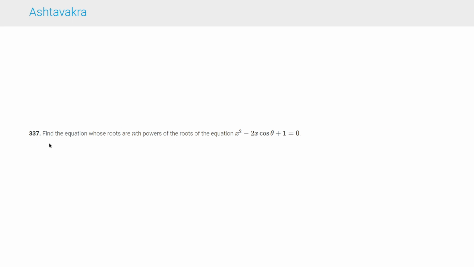Question 337 says that find the equation whose roots are nth power of the roots of the equation x square minus 2x plus cos theta plus 1 is equal to 0.